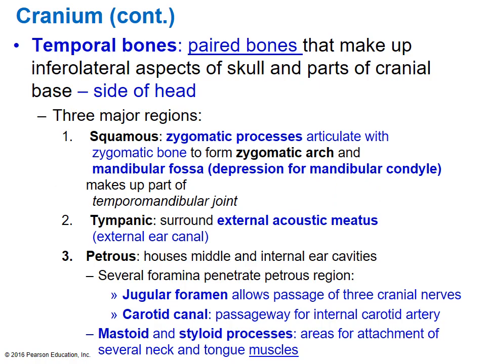Now, also on the side, you're going to have the temporal bone, and the temporal bone will be located underneath the parietal bone. It is also a paired bone. You have one on the left and one on the right, and the temporal bone has quite a few notable structures that we have to discuss, and these are going to be, amongst others, the zygomatic process, the mandibular fossa, the external acoustic meatus, the jugular foramen, the carotid canal, and finally the mastoid process and the styloid process.